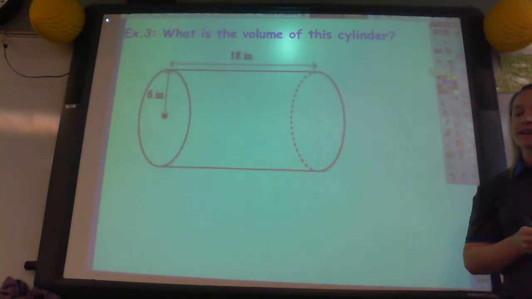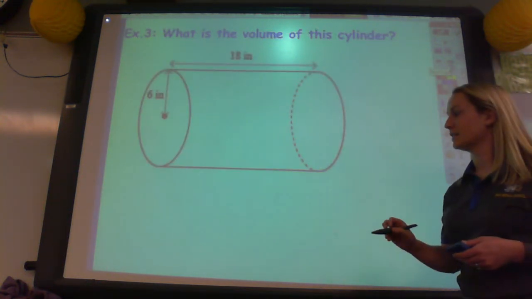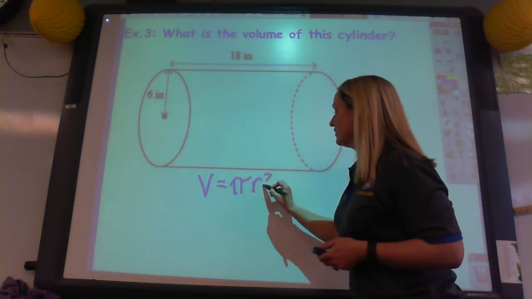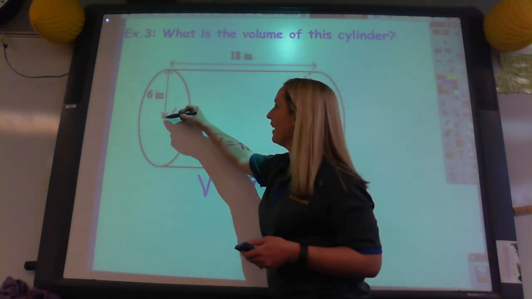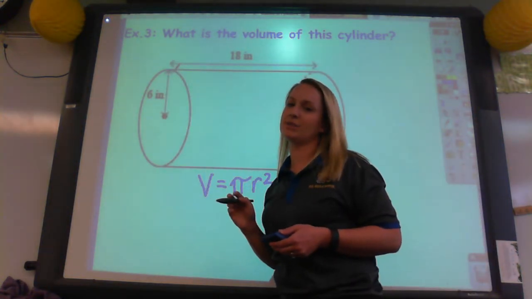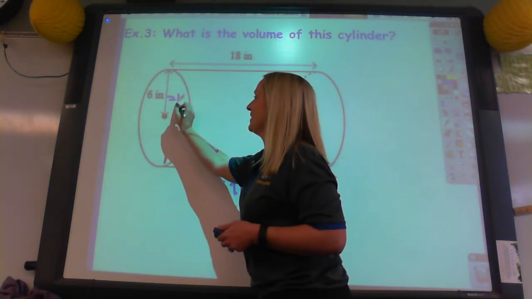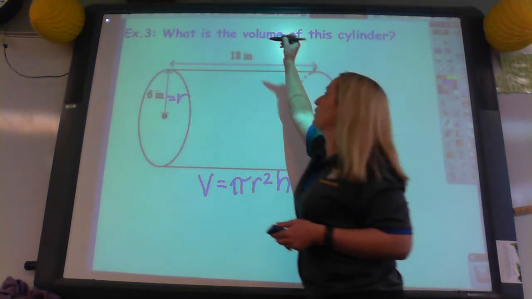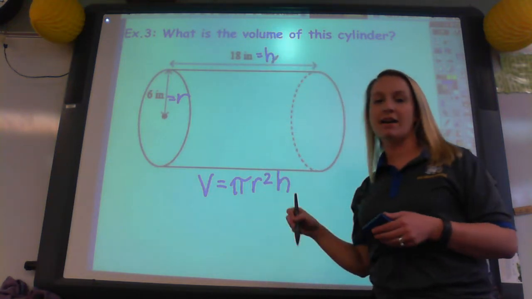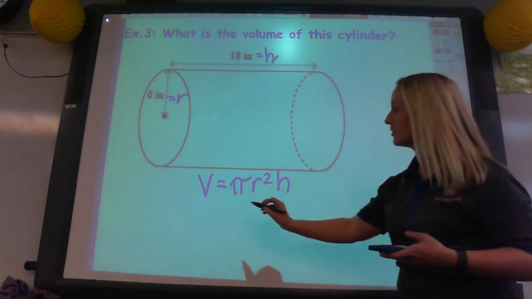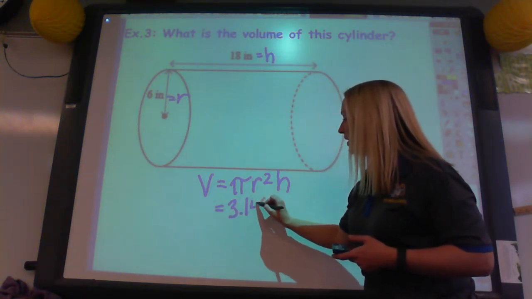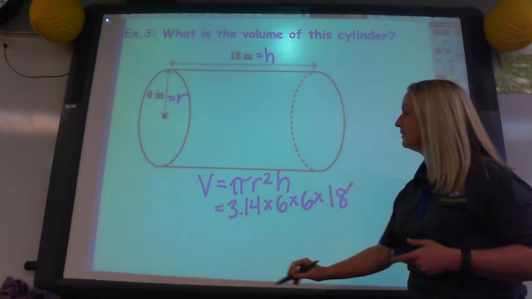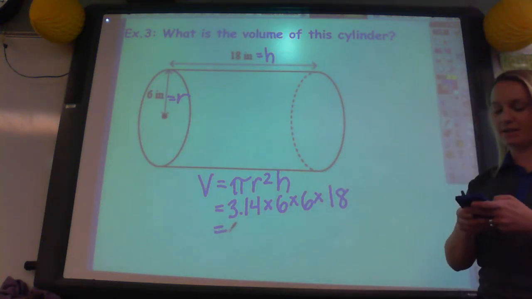All right, here we've got a horizontal cylinder, but still a cylinder, so I can use the same formula. Pi r squared h. In this case, it's halfway across, so is that the radius or the diameter? Yeah, that's the radius, good job. And then in this case, since it's from circle to circle, that's going to be my height. So even though it's lying on its side, that's still considered the height. So pi, radius, radius, height. Then I'm multiplying that all out.